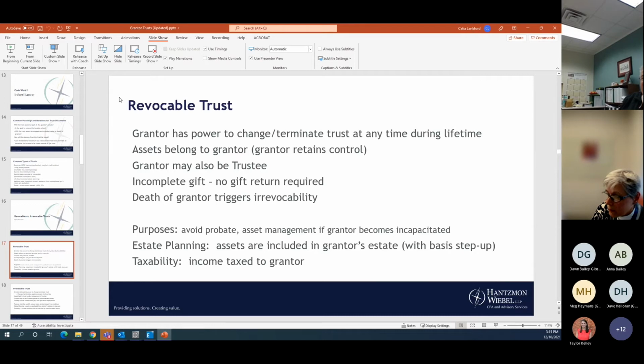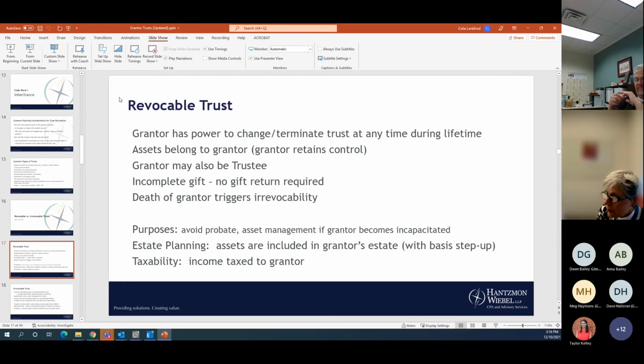So remember, we had those three components. We have a grantor, a trustee, and a beneficiary. In a revocable trust, the grantor may also be the trustee. They can be their own trustee. For estate planning purposes, it's not considered a completed gift. So there's no gift return, and the assets are going to be in the grantor's estate, which means they get a step up when they die.